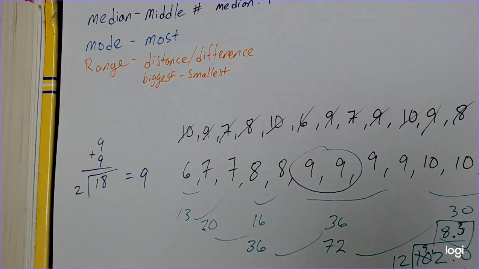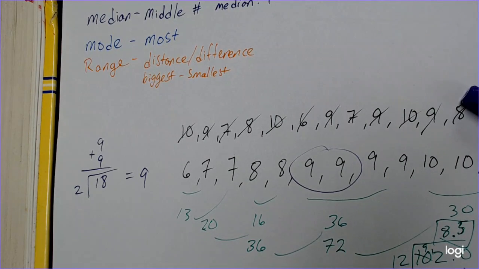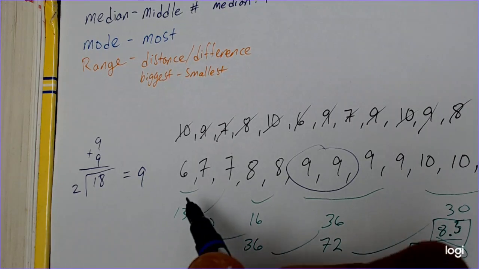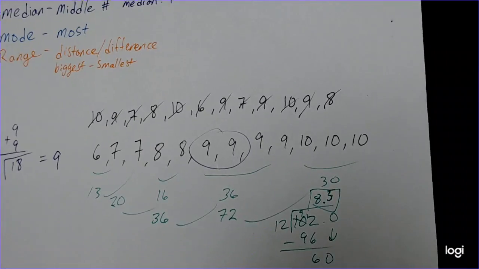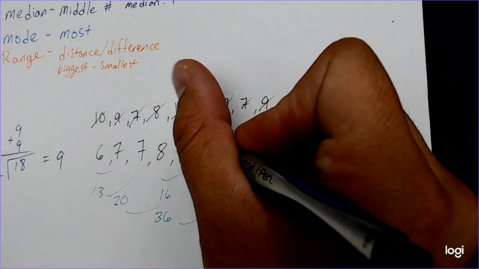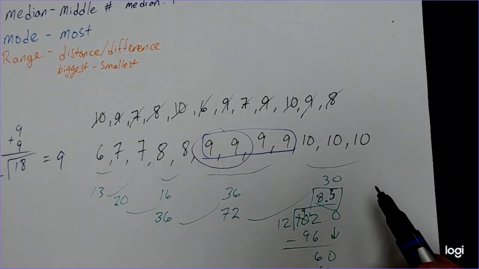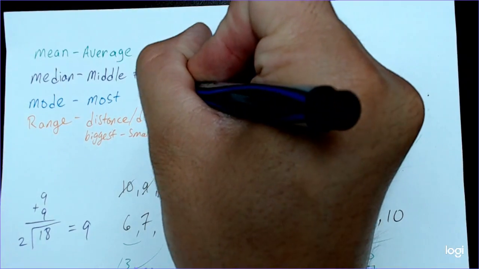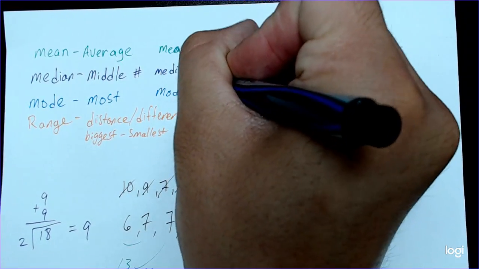Now let's talk about the mode. The mode is which number shows up the most. So this is something else that's easy to see when you organize your numbers from smallest to largest. It's easy for me to see. I have 1, 2, 3, 4 9s, right? Nothing else has 4, so my mode is going to be 9 as well.